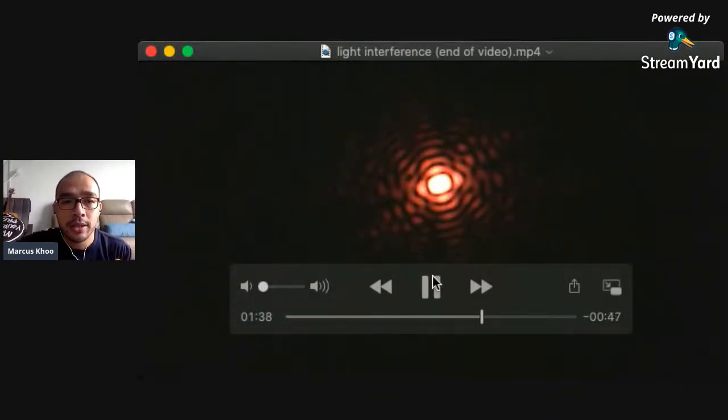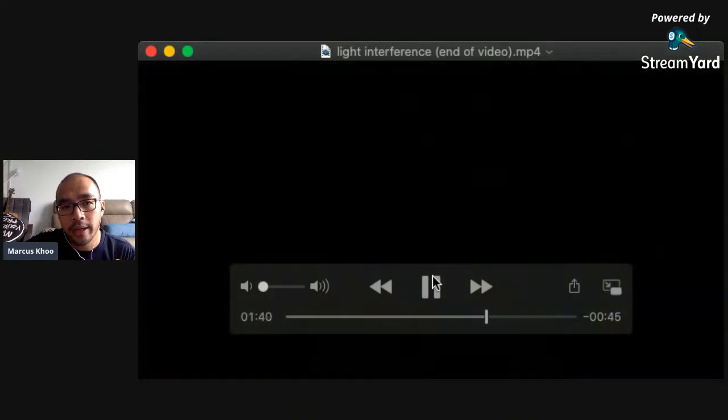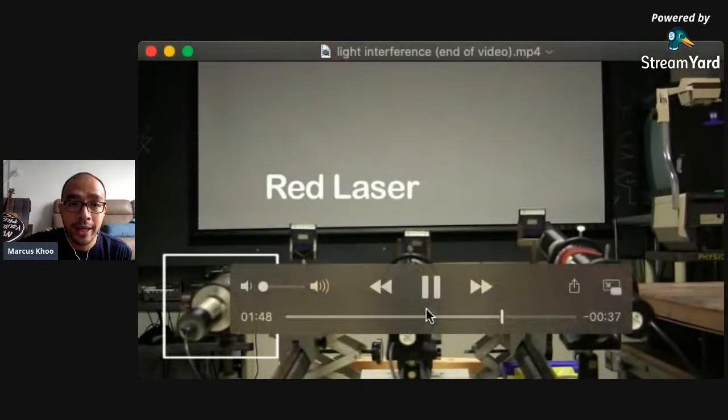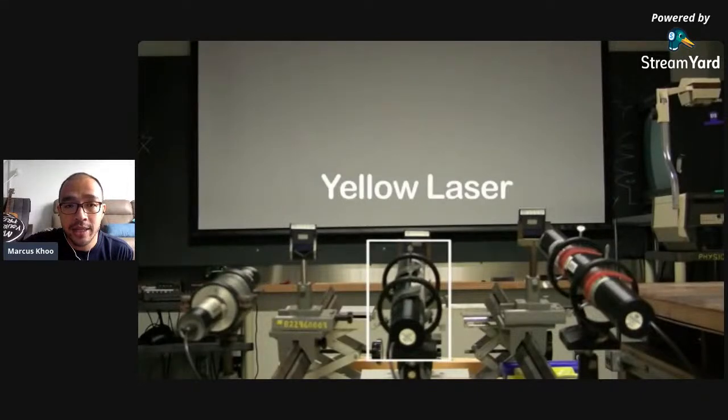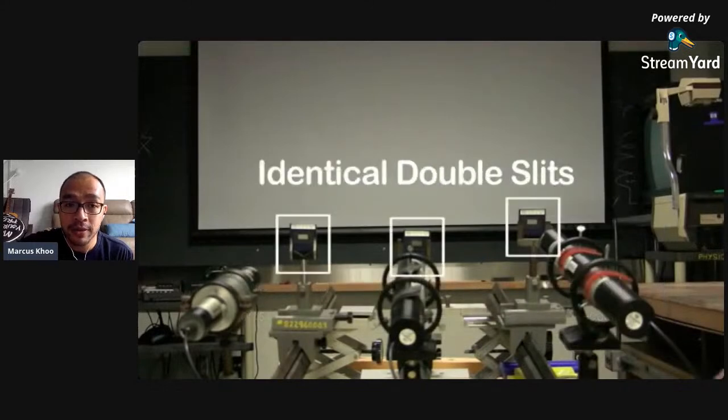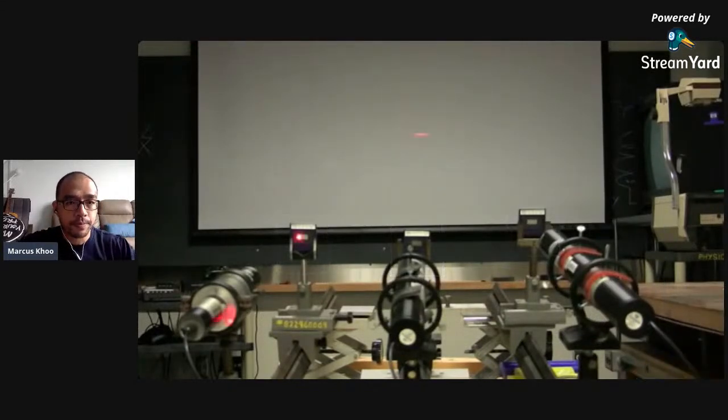All right. So now let's take a look at interference. Double slit interference. Now this is 3 lasers with different wavelengths, but the slit is identical. So red laser, the second one is yellow laser, and the third one is green laser. Now, of the 3, red, yellow, and green, remember that red has the biggest wavelength. So biggest wavelength means the diffraction pattern, the interference pattern is fatter compared to green laser. And this is what we expect to see. Take a look. This is the red, that's the yellow, and that's the green.